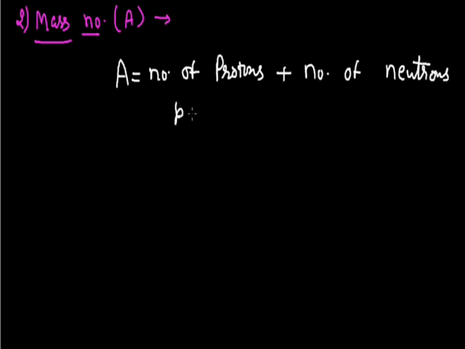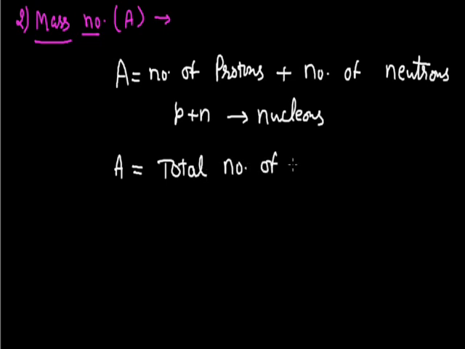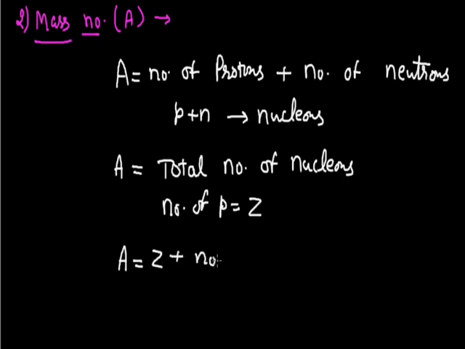These protons and neutrons which lie in the nucleus are commonly known as nucleons. So, another way to define the mass number is: the total number of nucleons is equal to the mass number of an atom. Now, from the last definition, we can see that the number of protons is equal to the atomic number of an atom. So the definition of mass number, we can also write as A is equal to the number of protons, or atomic number, that is capital Z, plus the number of neutrons.